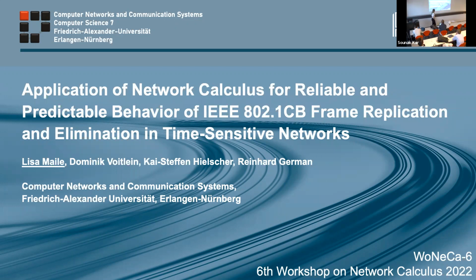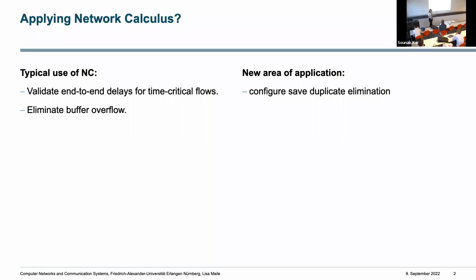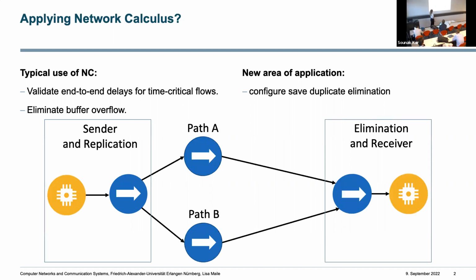So what will this talk be about? I want to show you that all of the things that we derive here can not only be used in the typical use cases, which are getting worst case delays and worst case buffer sizes, but we have also another application area, which might not be known to you yet, which is the safe configuration for duplicate elimination. I think this is the old slides, but it's okay, I can work with it.